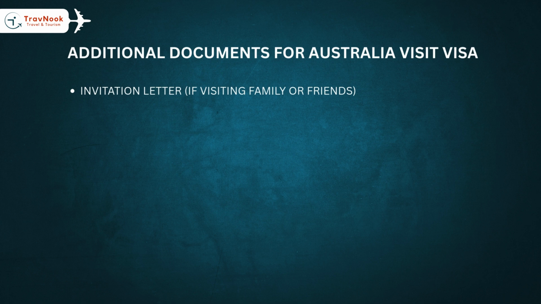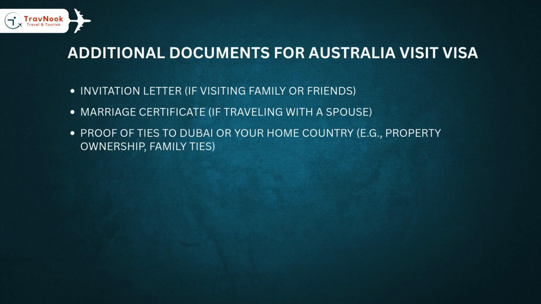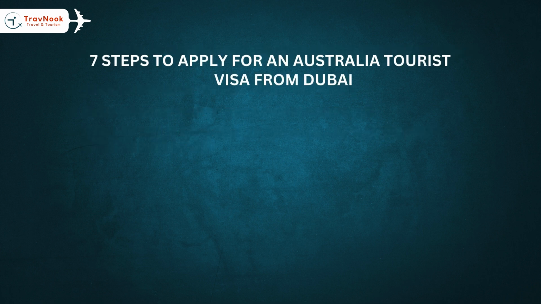Additional documents for Australia visit visa: invitation letter, if visiting family or friends, marriage certificate, if traveling with a spouse, proof of ties to Dubai or your home country, e.g. property ownership, family ties. 7 steps to apply for an Australia tourist visa from Dubai.